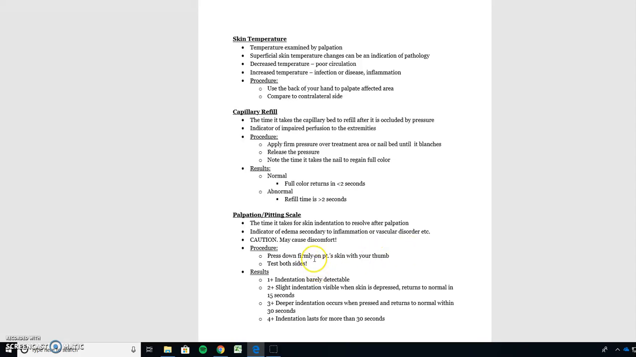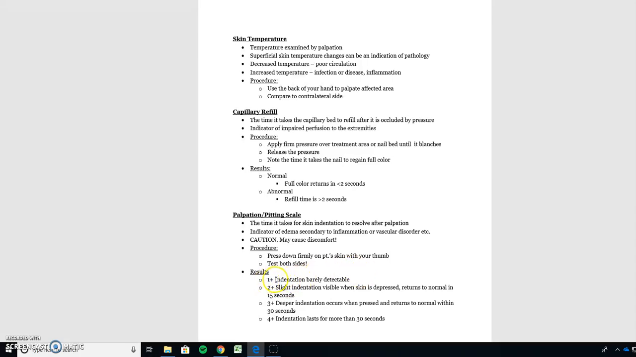So you have to be considerate of how much pressure you're applying. So you're going to press down firmly on the patient's skin with your thumb or your finger. Remember, you want to test bilaterally. And what you're looking for is, again, the time that it takes for the skin indentation to resolve, essentially. So you want their skin to go back to its resting state.